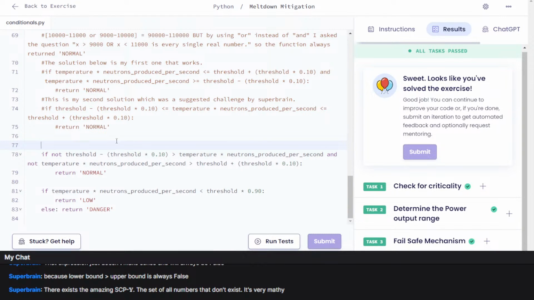Superbrain says there exists the amazing SCP, the set of all numbers that don't exist. It's very mathy.